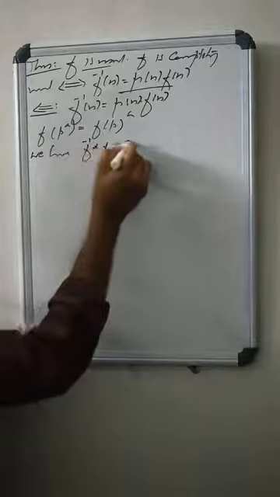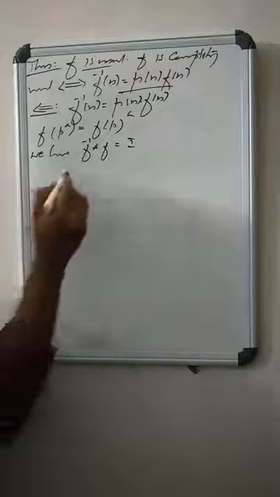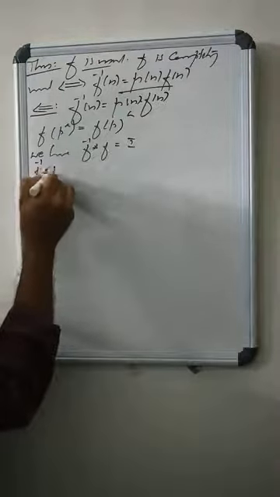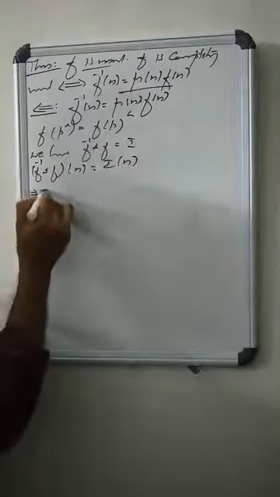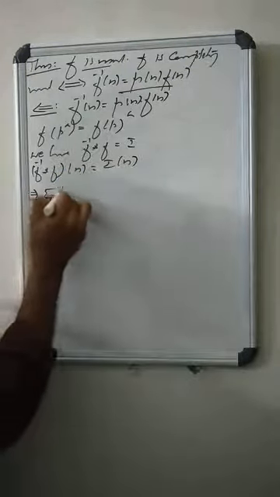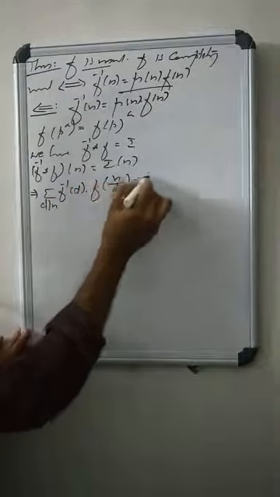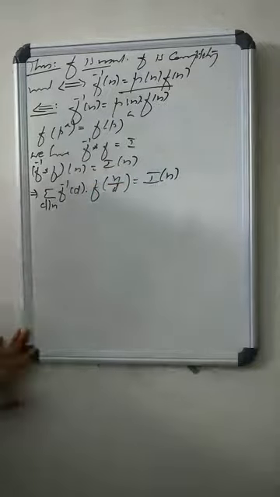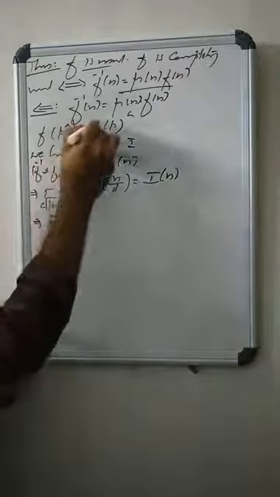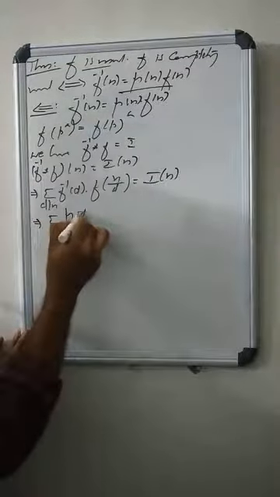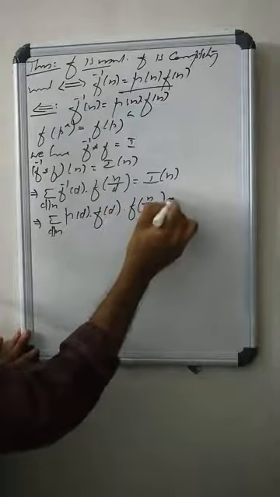f inverse star f equals the identity function. Agreed. f inverse star f is identity means f inverse star f of n equals I of n. That means, by definition, sigma over d divides n of f inverse of d into f of n by d equals I of n. Agreed? What is f inverse of d? Mu of d into f of d. So it is mu of d into f of d into f of n by d equals I of n.